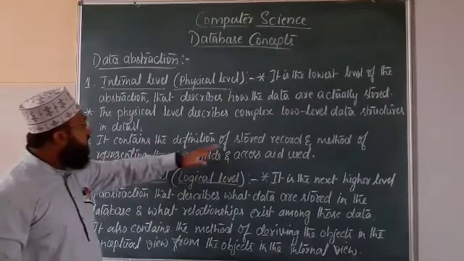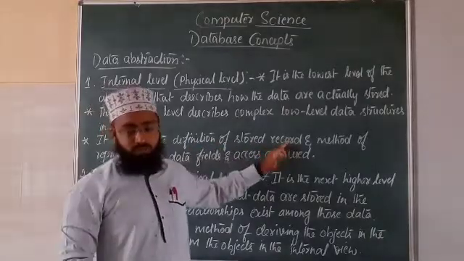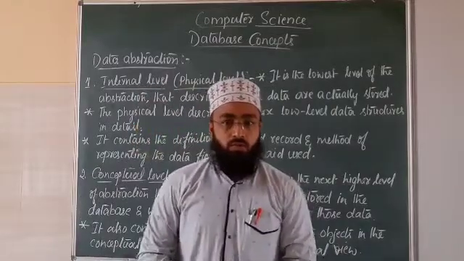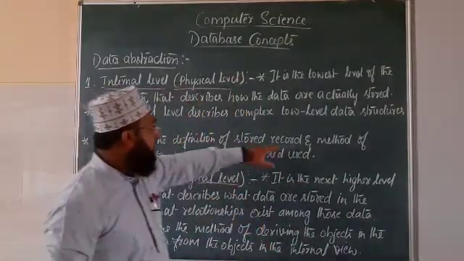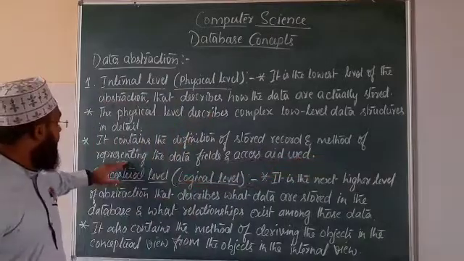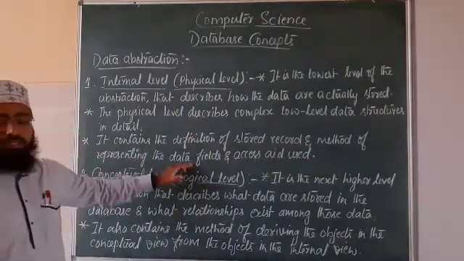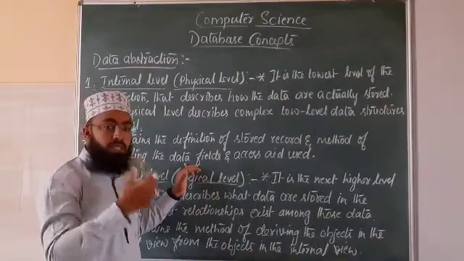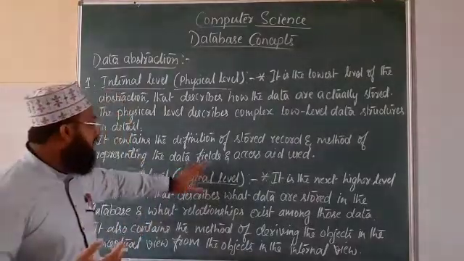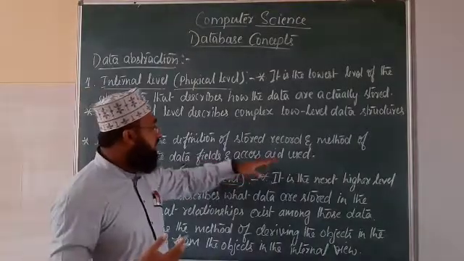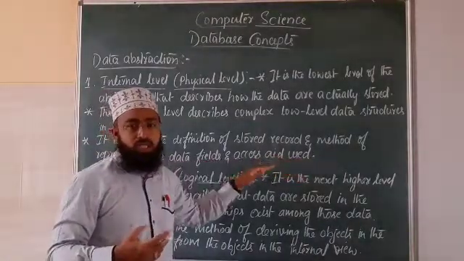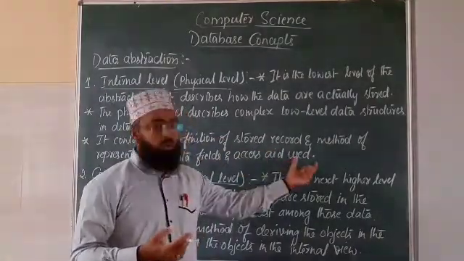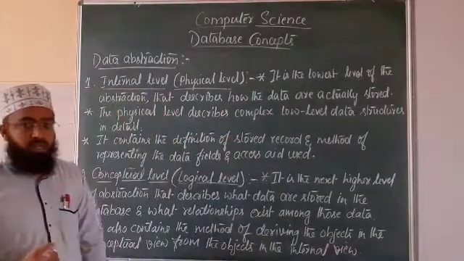It contains the definition of stored records. This internal level contains the definition of the stored records and the method of representing the data. It will store that method of representing data fields and access aid used. Access aid means whenever needed the data can be accessed. That aid is used with the internal level.